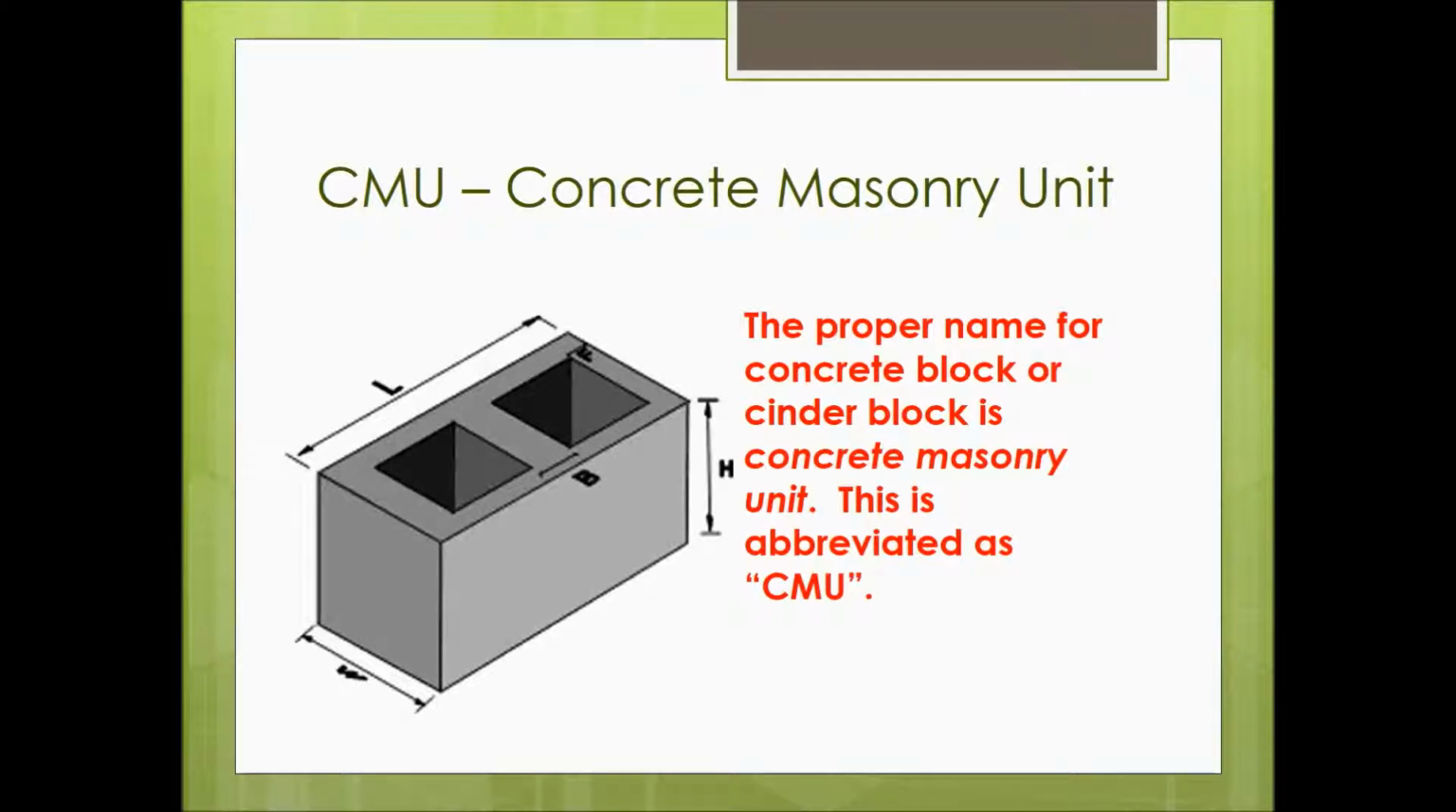Okay, next we're going to talk about concrete masonry units. Now, these are sometimes called cinder blocks. Cinder block is not the proper name for these. These are called either 8-inch blocks, or sometimes they're just called blocks. The dimensions are 16 inches long, 8 inches tall, and 8 inches wide.